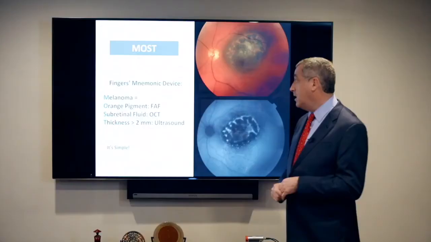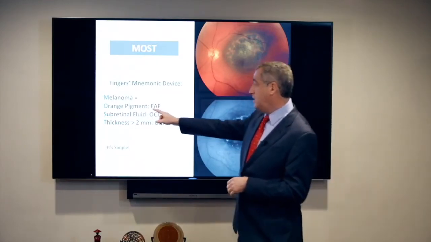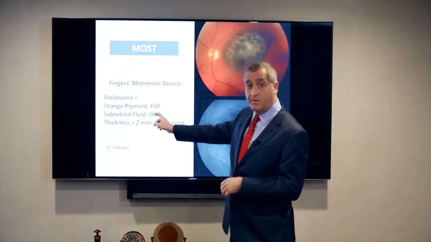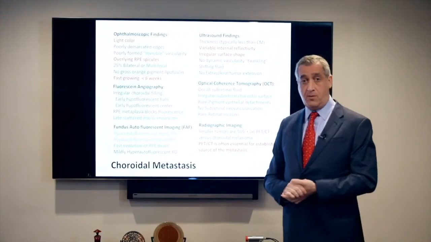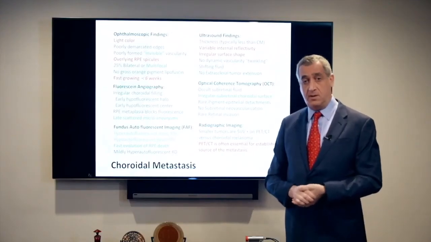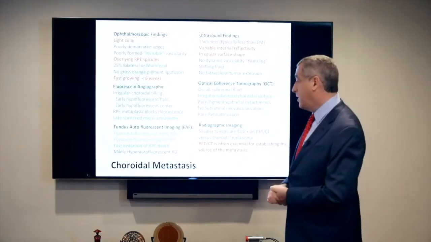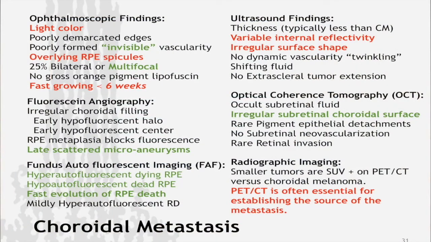So in summary, MOST means: orange pigment, best seen on fundus autofluorescence imaging; subretinal fluid, most reliably seen on OCT; and thickness of more than 2 millimeters by ultrasound. It's simple. So let's segue a little bit to the most common choroidal malignancy, though it's not primary. The most common choroidal malignancy is choroidal metastasis.